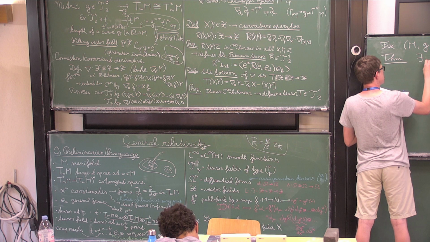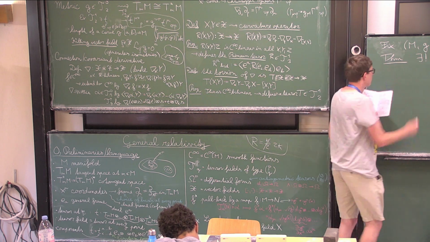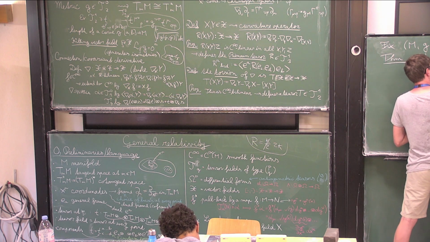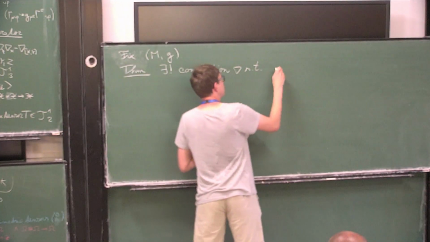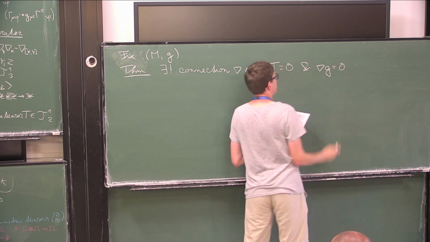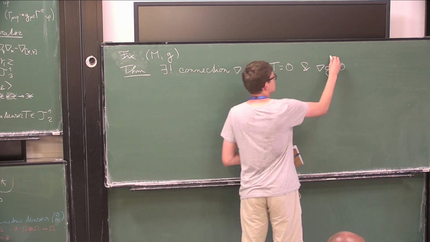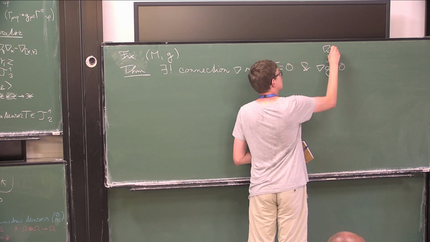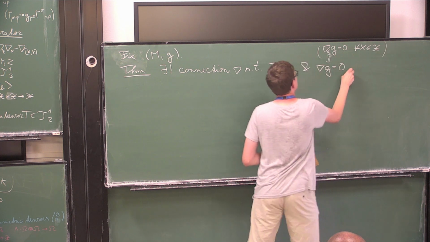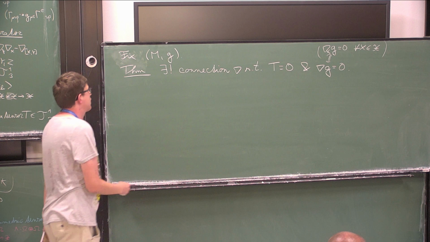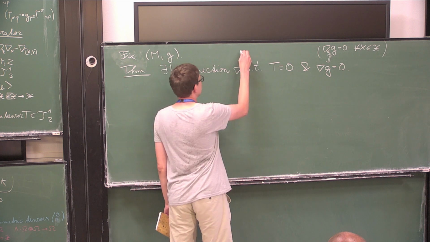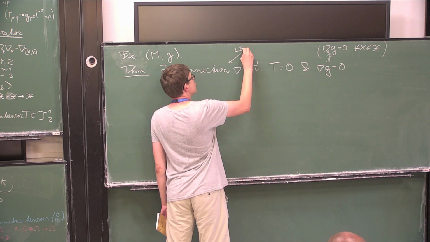connection such that its torsion is 0 and the metric is covariantly constant. This is the same as saying that this thing is 0 for all vector fields. So if you have a Riemannian or pseudo-Riemannian manifold, then you get for free some extra structure, namely a connection, a particular chosen one. This one is called the Levi-Civita connection.